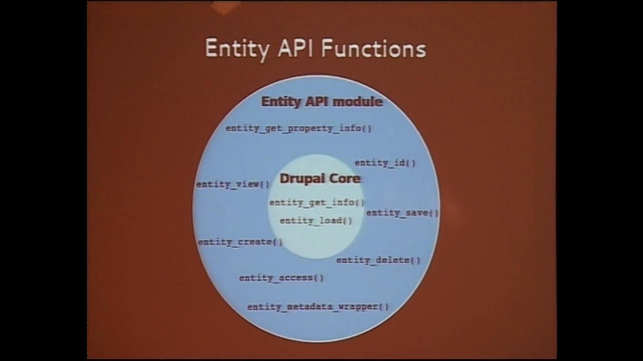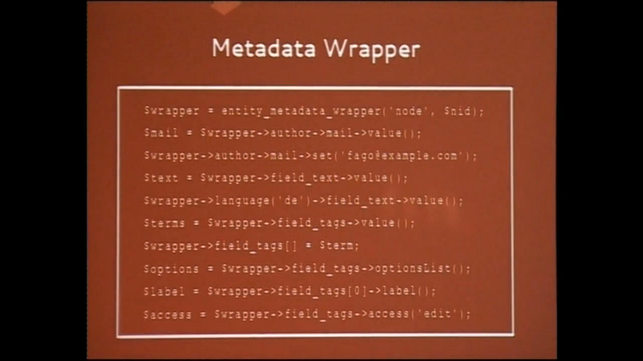And in addition to that, the module defines a metadata system for entity properties, which is entity get property info and an according hook, which then is used by the so-called entity metadata wrappers. And those are wrapper objects that help you to work with entities. I have some examples of that.